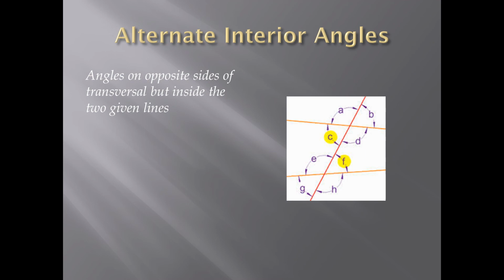Alternate interior angles can be found on opposite sides of the transversal and inside the two lines. Angle C and angle F are labeled for you. Can you find the other angle pair? Hopefully you chose angle D and angle E as the other alternate interior angle pair.